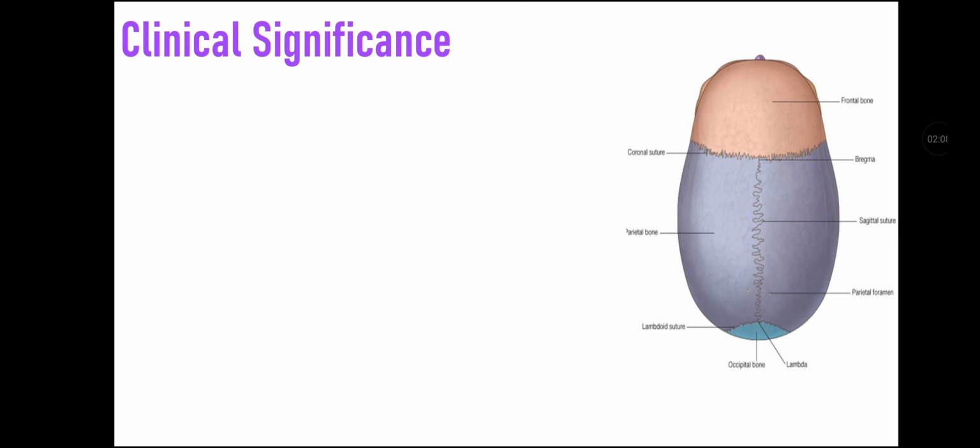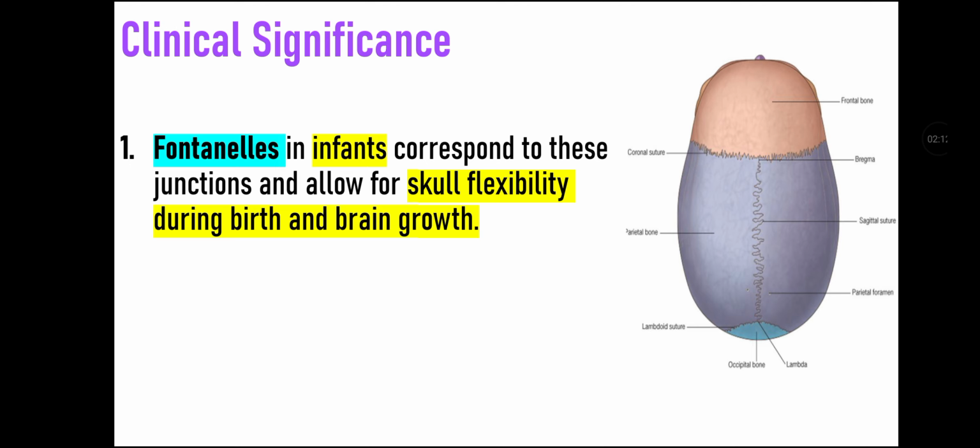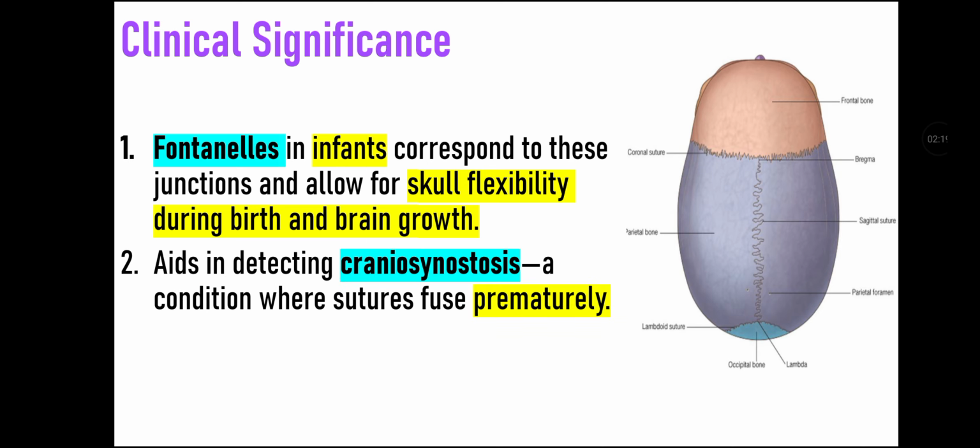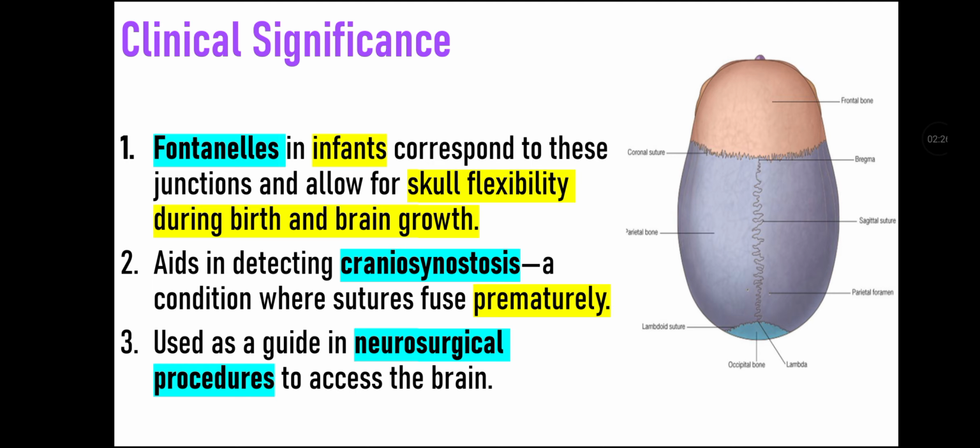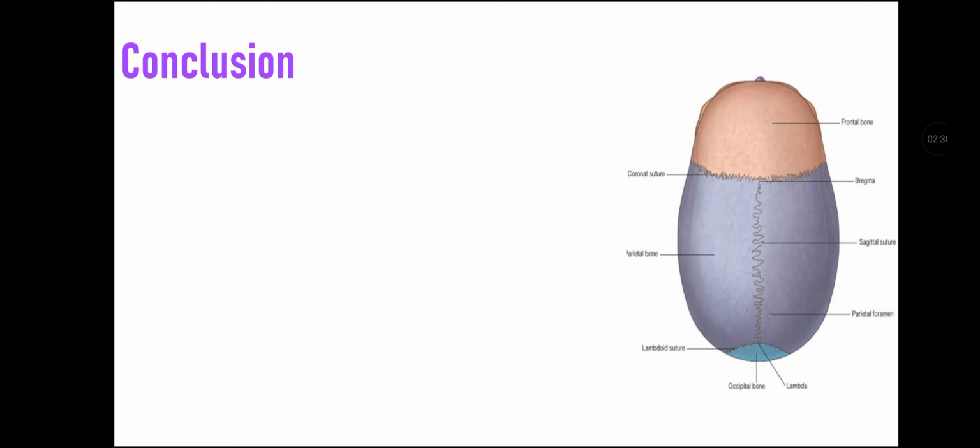Now let's talk about clinical significance of Norma Verticalis. First is fontanelles in infants that correspond to these junctions and allow for skull flexibility during birth and brain growth. Second, it aids in detecting craniosynostosis, that is a condition where sutures fuse prematurely. Third, it is used as a guide in neurosurgical procedures to access the brain.